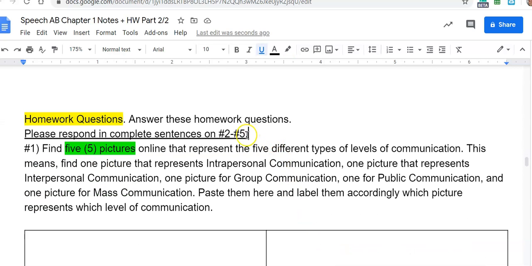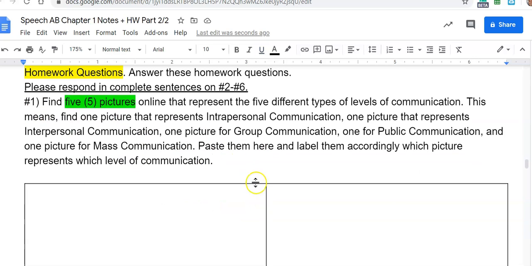Okay. Oh, this should be number 6. Sorry, so this should be number 6. Okay, answer these homework questions. Please respond in complete sentences on numbers 2 to number 6. Okay, so here's the first one.